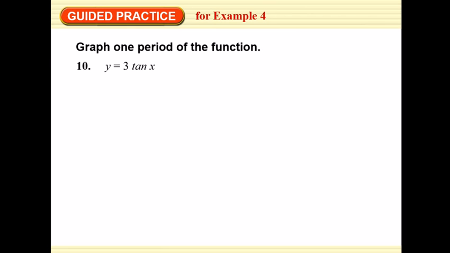Okay, so here's some guided practice. For this one, you first want to find your a value, find your b value, compute the period, chop it up, draw in those asymptotes, and then find those critical points. So if you pause the video, see if you get a graph that matches the solution.